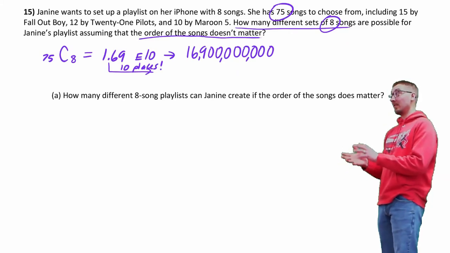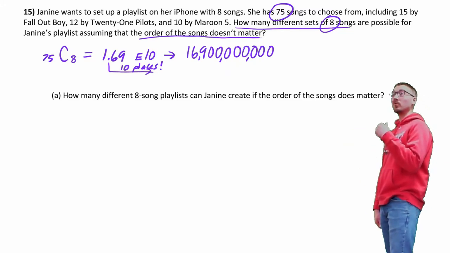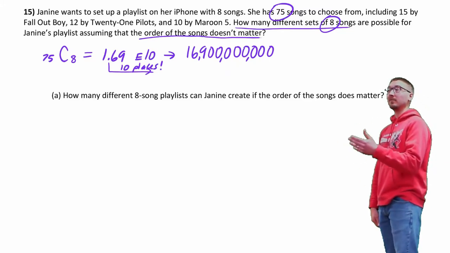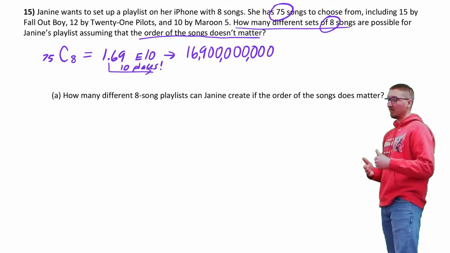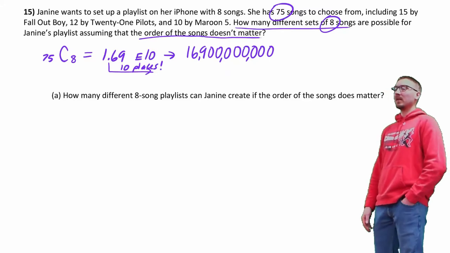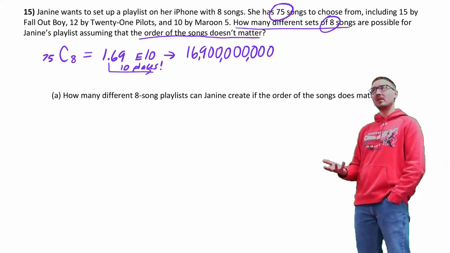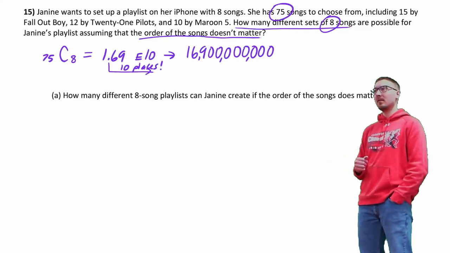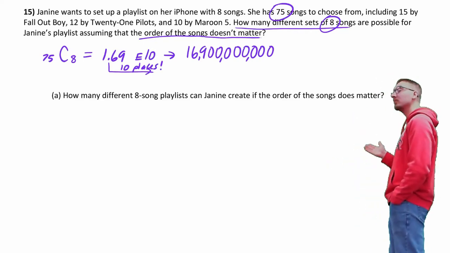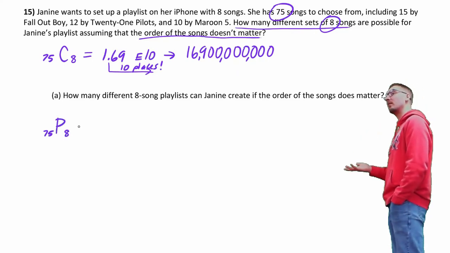Part A asks us, how many different 8-song playlists can Janine create if the order of the songs does matter? So that first part was like, I don't care if they're in different orders, but what if the order starts to make a difference? If I hear one song first and then a different song second, if I switch those, maybe I would feel differently, have a different response to that. So all we're going to be doing here is changing the type of math from a combination to a permutation. So instead of 75C8, it's 75P8.